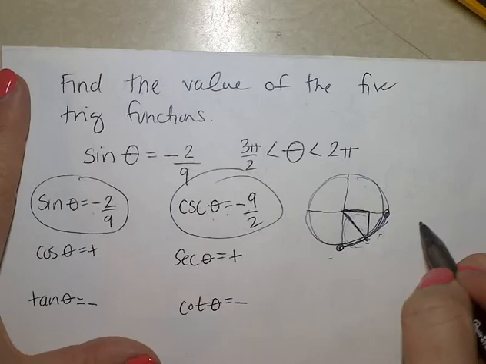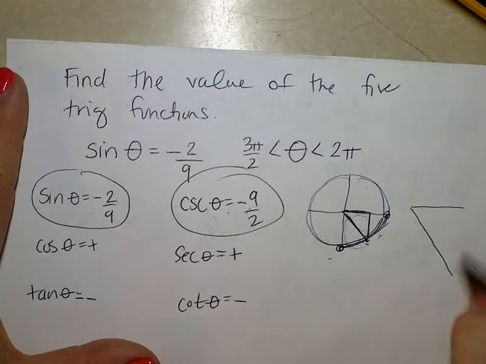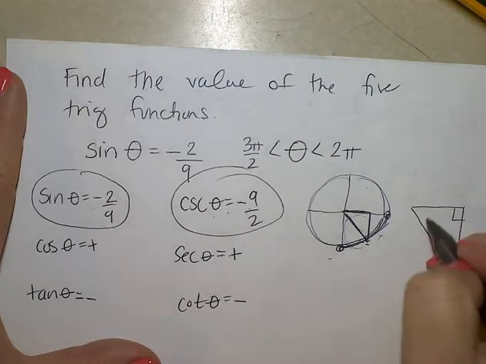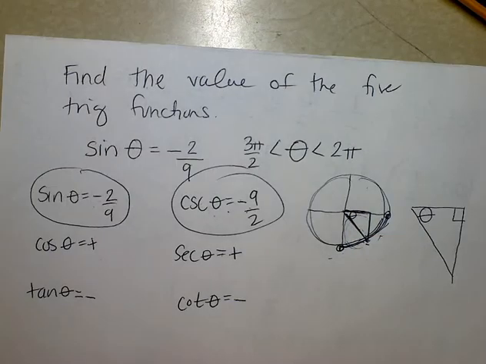Now, I personally think it's easier to work with larger triangles, so I'm going to replicate this triangle off to the side. And the central angle is what's formed between the x-axis and the new line you've created.